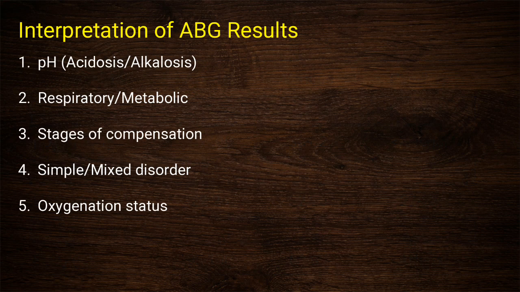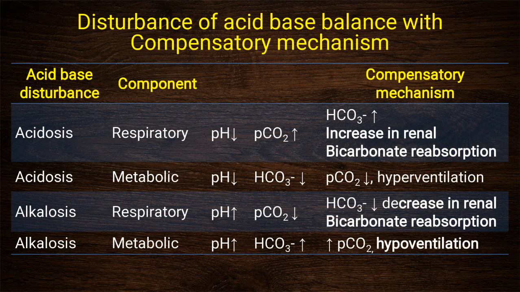So the interpretation of an ABG result: first, we have to check the pH, whether it is acidosis or alkalosis. Then we check for the respiratory component or metabolic component. Then the stages of compensation. Then simple or mixed disorder and also oxygen status. We have to interpret like that. Here you can see disturbance of acid-base balance with compensatory mechanism.